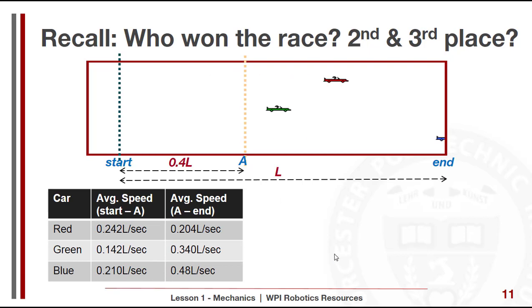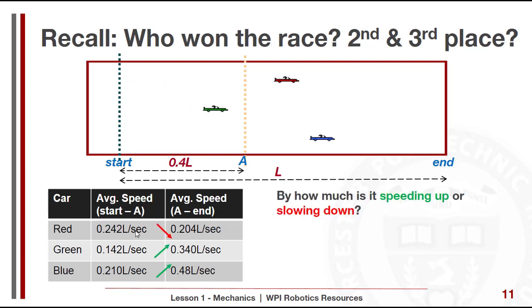So what do we observe from these values we calculated? The speeds change. The red car has a high average speed from start to A, as we thought, seeing that it is the highest in this column. But then from A to end, this average speed reduces. But this is opposite for both the green car and the blue car, which have their average speeds increasing.